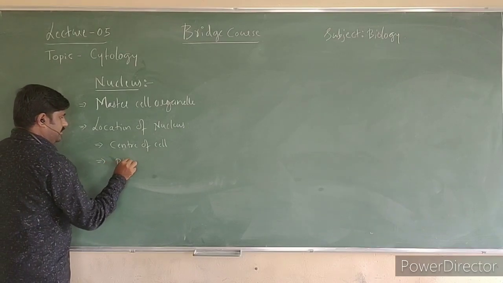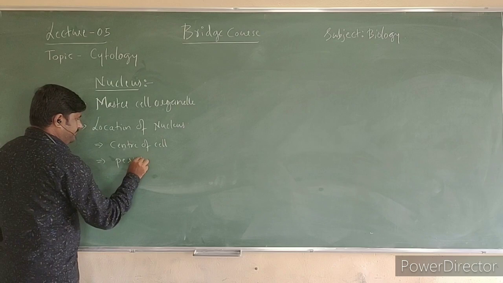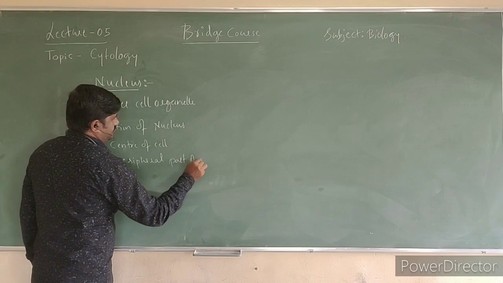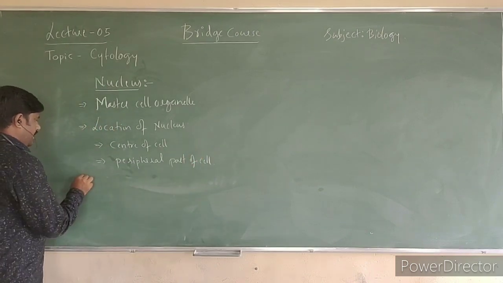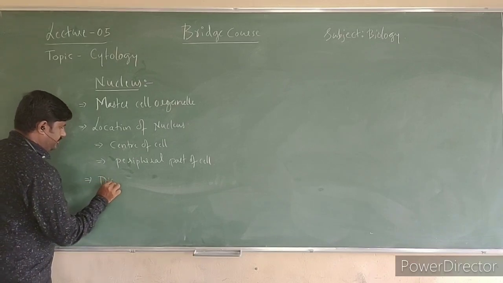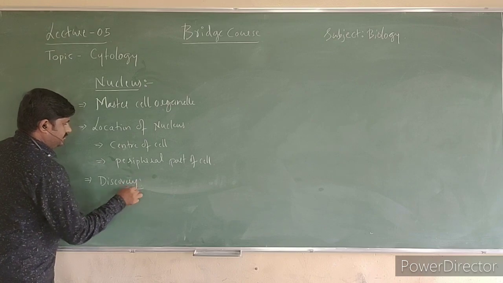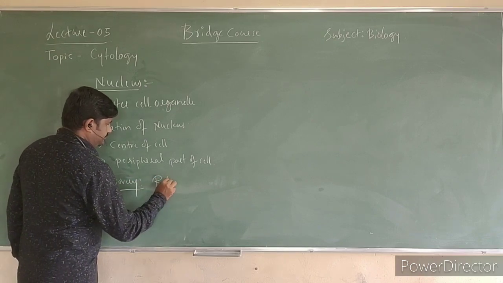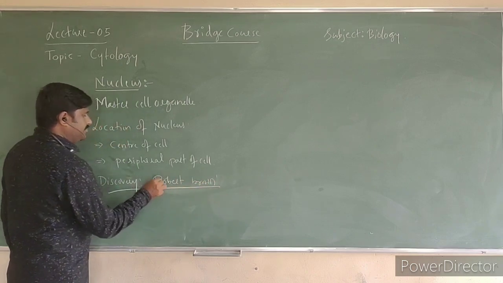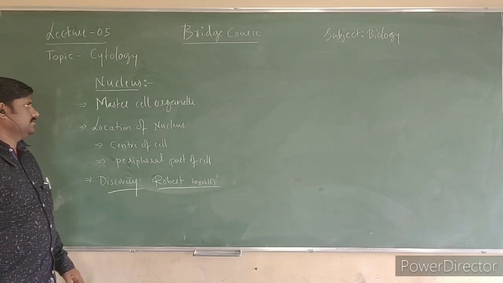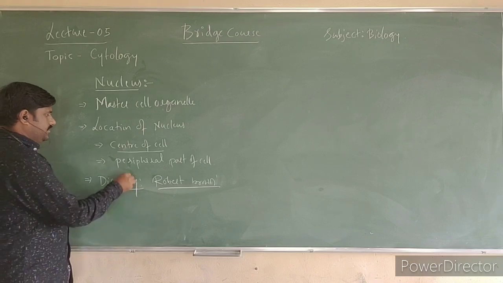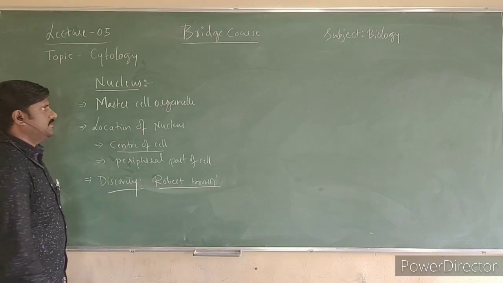Sometimes it is present at the peripheral part of the cell. And this nucleus was first discovered by Robert Brown. He is the name of the scientist who discovered this nucleus for the first time, which is lying at the center of the cell, even though it may lie at the peripheral part of the cell.